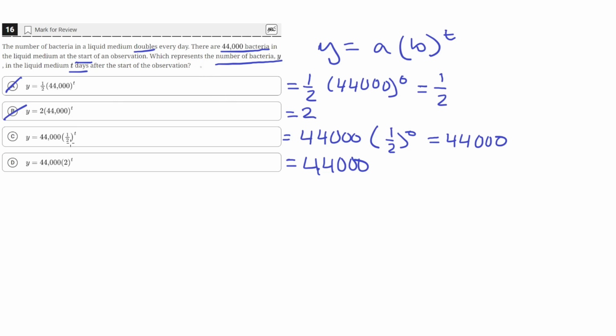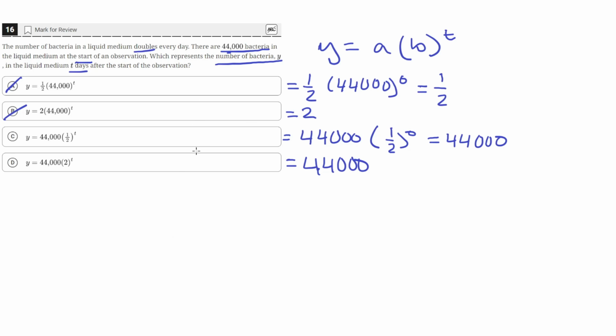So now we can check how many bacteria there should be on day 1. After 1 day of observation, the number of bacteria should have doubled. So on day 1, the number of bacteria should be 88,000.